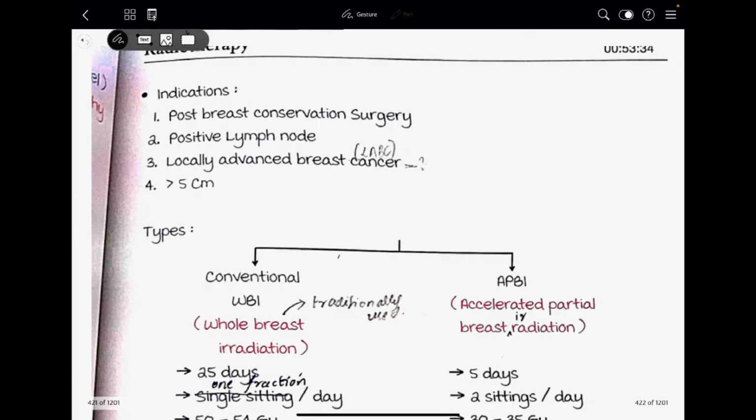Indications. Like I keep telling you repeatedly, breast conservation surgery compulsorily requires radiotherapy. It is a dictum. I told this in the previous class. And if there is a positive lymph node on sentinel lymph node biopsy, if you get a positive finding, and locally advanced breast cancer, this has got to do with the staging of the breast cancer, and if at all the tumor is greater than 5 centimeters.